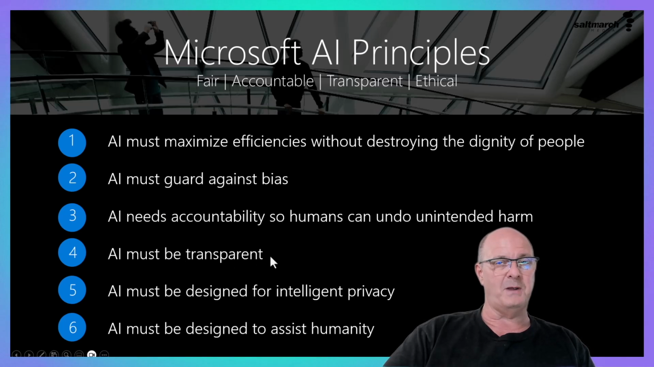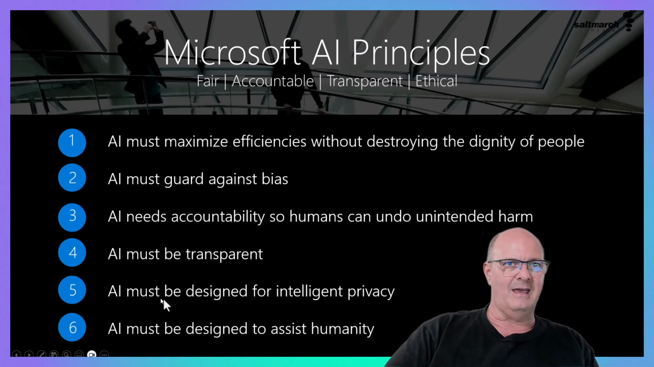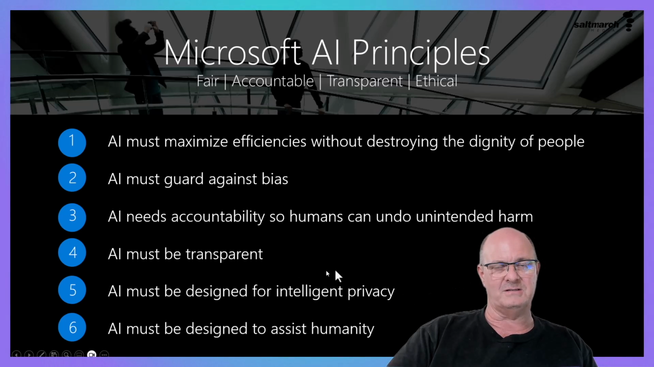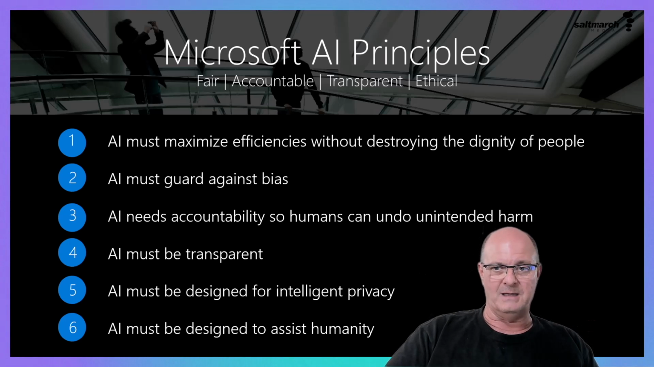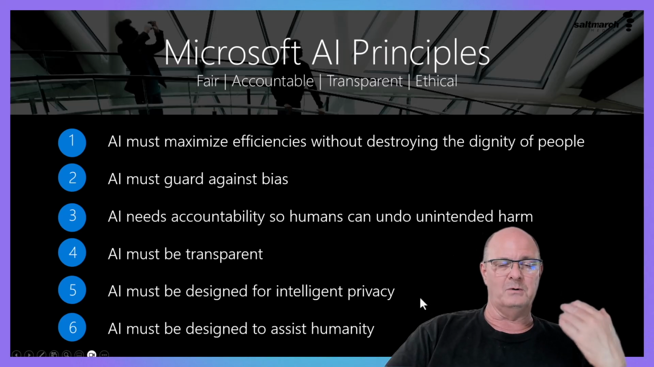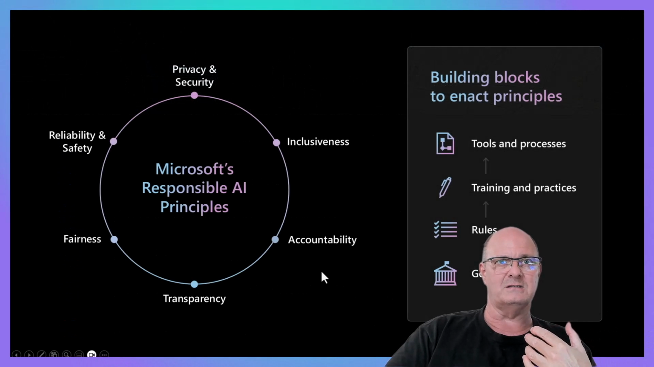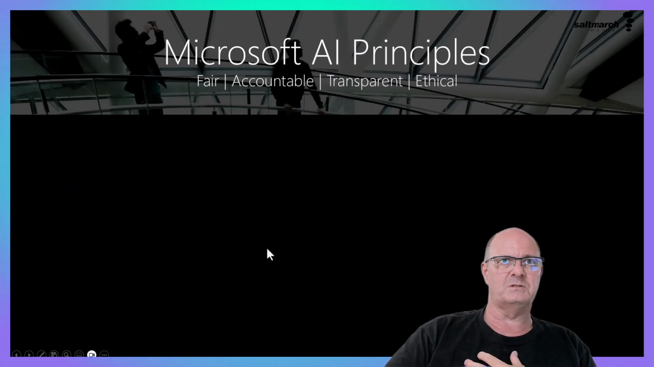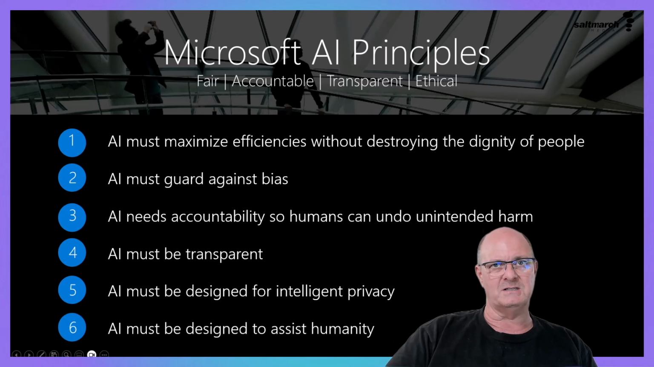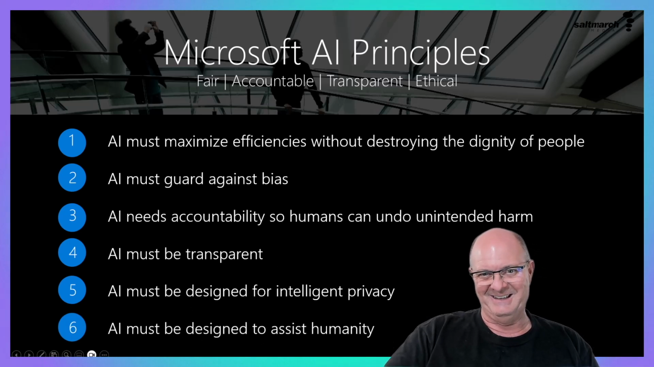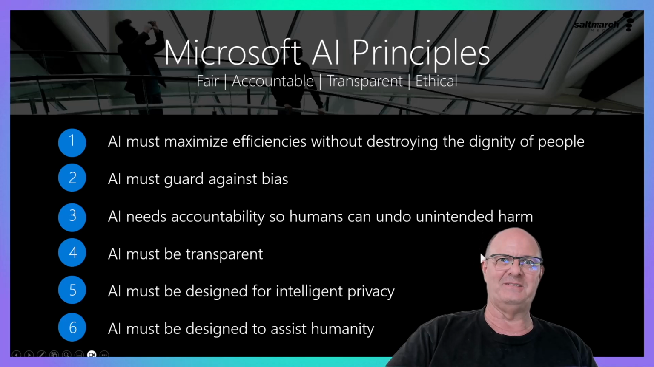AI must be transparent, meaning that we need to know where things came from and why the results turned up the way they did. AI must be designed for intelligent privacy, meaning you don't want to share too much. I shared the example earlier of my itinerary coming to Bangalore. I don't want to share that with the world, but I would like to use that as part of my queries. So that's important as well. Also, it must be designed to assist humanity. Let's hope it helps and doesn't harm.